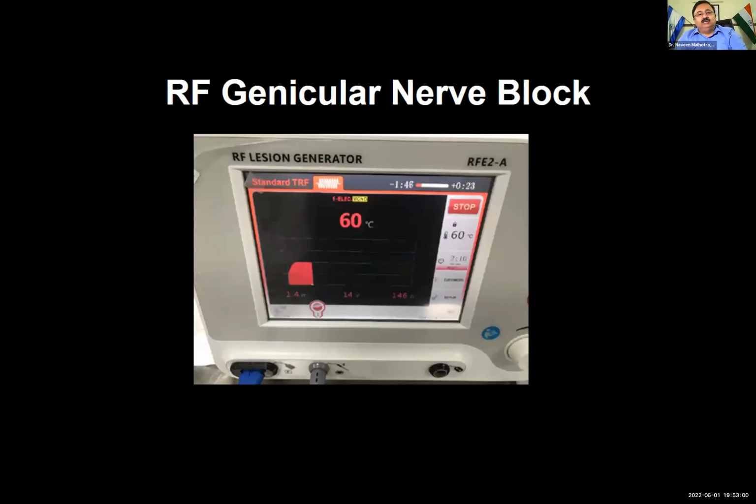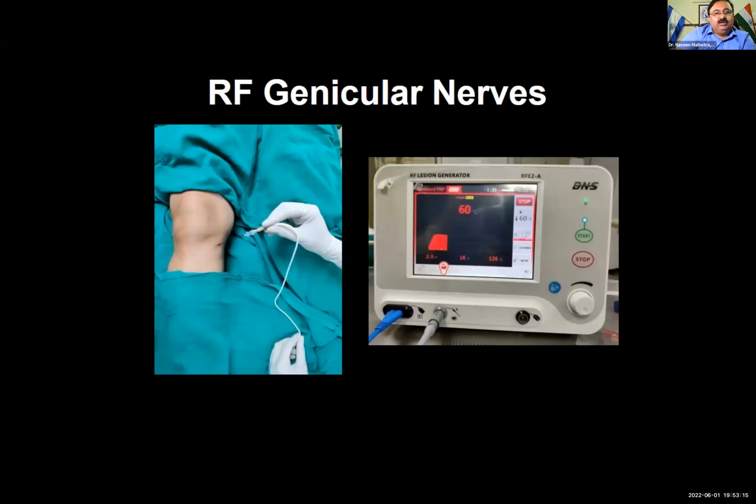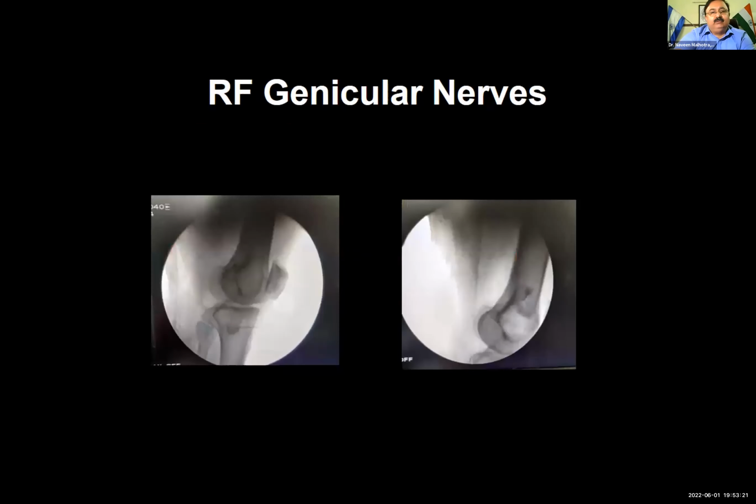You can do it with local anesthetic and corticosteroids, or you can go directly for the radiofrequency ablation of the genicular nerves. I commonly use the conventional one, 60 degrees, 90 seconds, sorry, 3 minutes. And again, three nerves are attacked, the inferomedial, superomedial, and the superolateral.